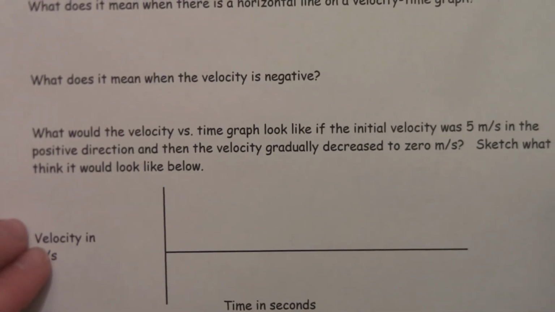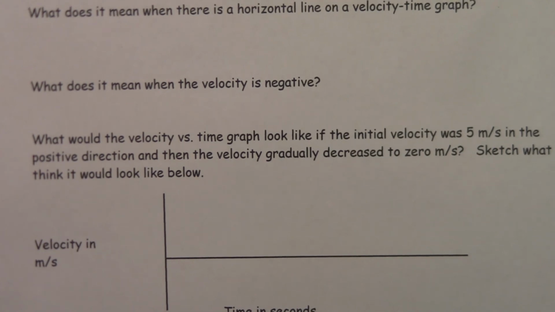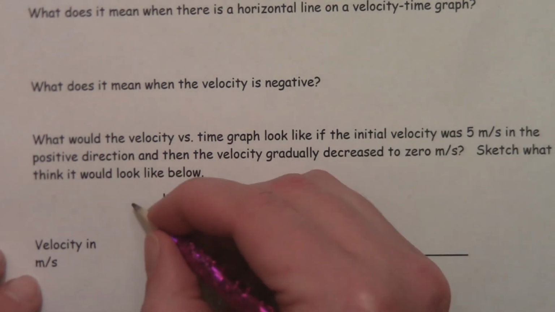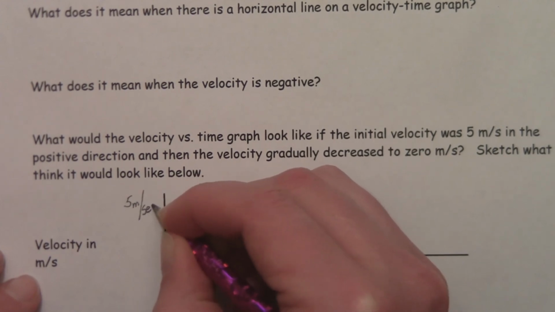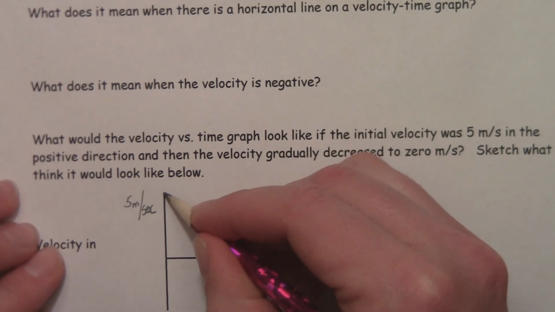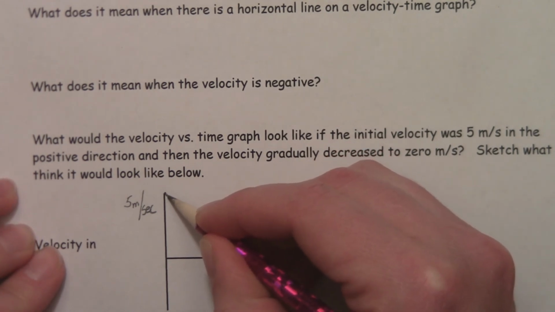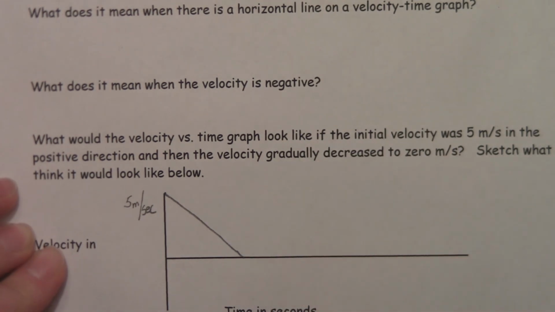And finally, what would the velocity versus time graph look like if the initial velocity was 5 meters per second in the positive direction, and then the velocity gradually decreased to 0 meters per second? This is what it would look like. I'm just going to put my 5 meters per second here. So my object starts at 5 meters per second. Its velocity decreases to 0 meters per second in the positive direction, and that would be the line.